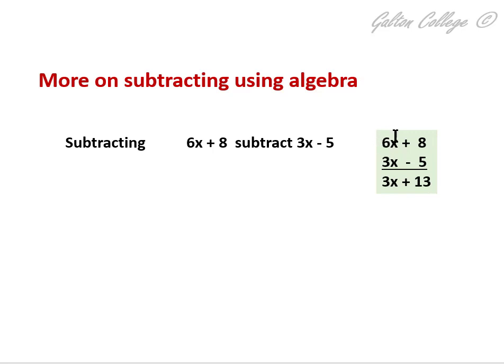Now write it down. We've got 6x plus 8 over there. So just write it down here. Take away, subtract 3x minus 5. Now when you subtract it, you get 6x, take away 3x, well, that's going to leave 3x.